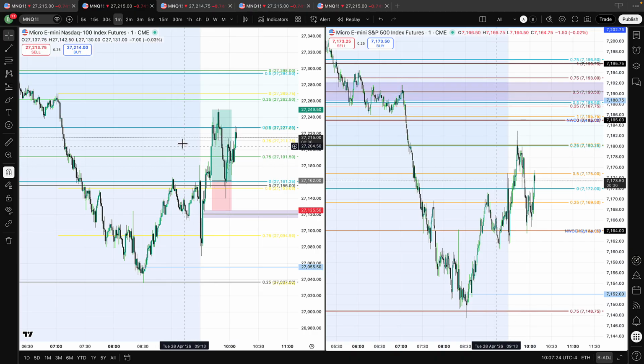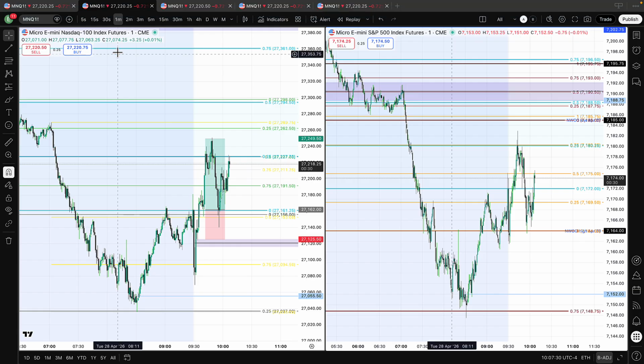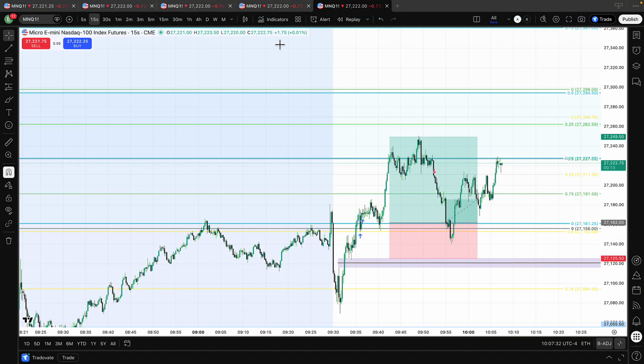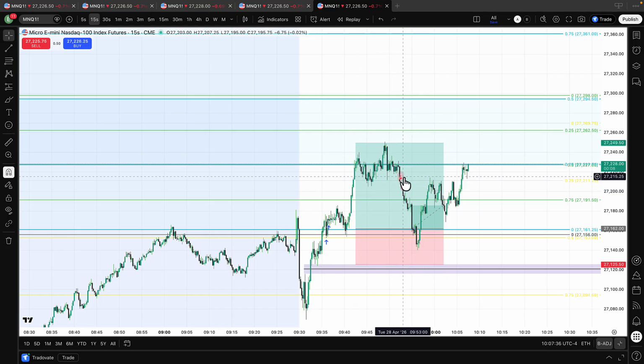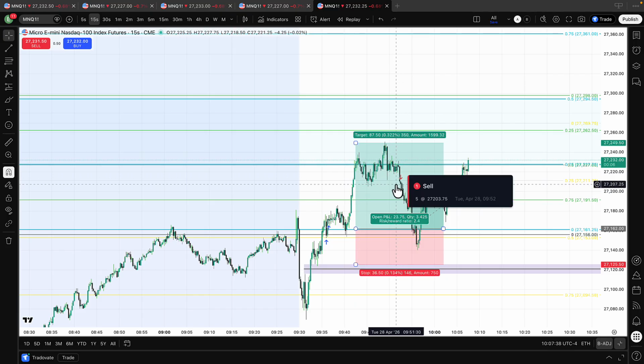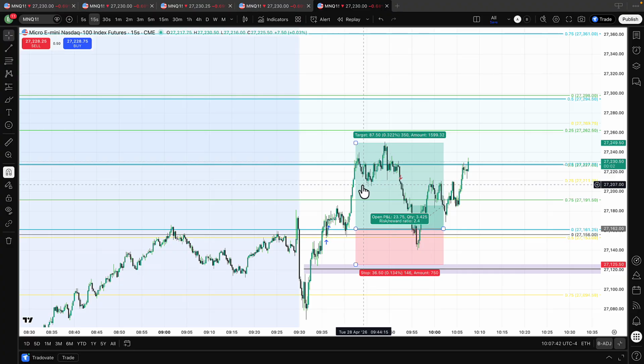So I reduced my stop loss to right here, and then I got stopped out. So I got stopped out with about 1% gains. So I got stopped out, but I still made like 1% gains. So, you know, not bad, like a solid 1%.